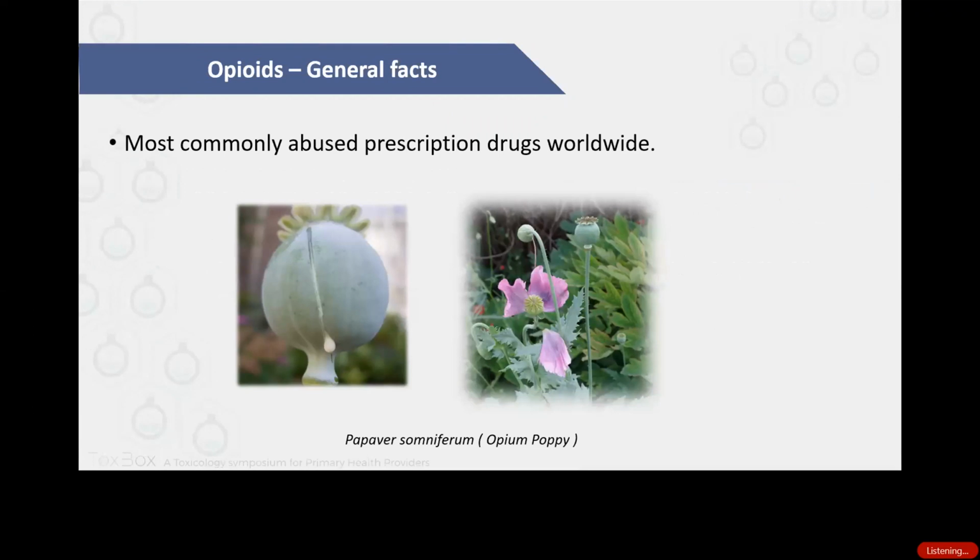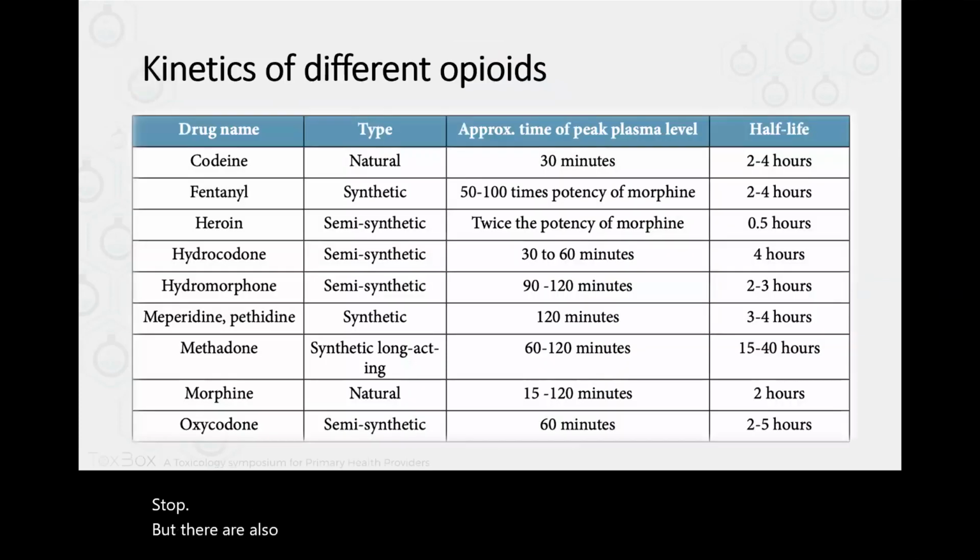Opioids are the most commonly abused prescription drug worldwide. There are different types: the synthetic and the natural. The natural ones come from the plant called opium poppy, so this is actually where the opiate medication started from. But there are also different types of opioids.